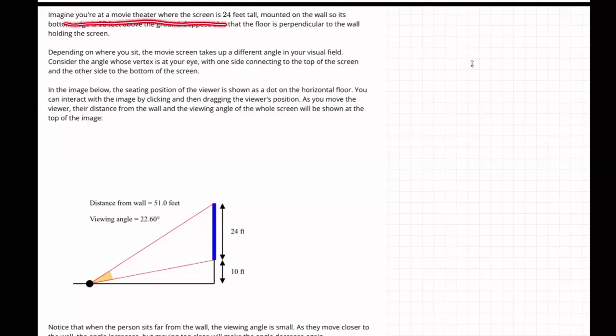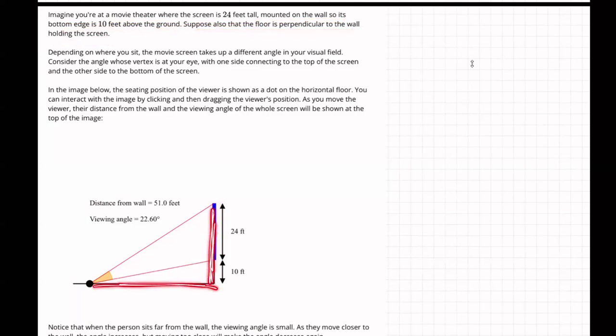Imagine you're at a movie theater where the screen is 24 feet tall. Here's the screen, mounted on the wall so its bottom edge is 10 feet above the ground, right? So 10 feet above the ground, there's a 24-foot screen. Suppose also that the floor is perpendicular to the wall holding the screen. So this floor is at a right angle.